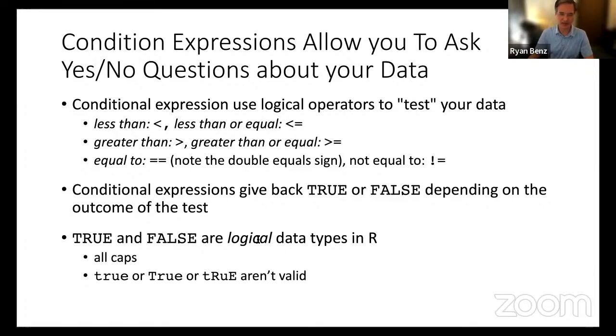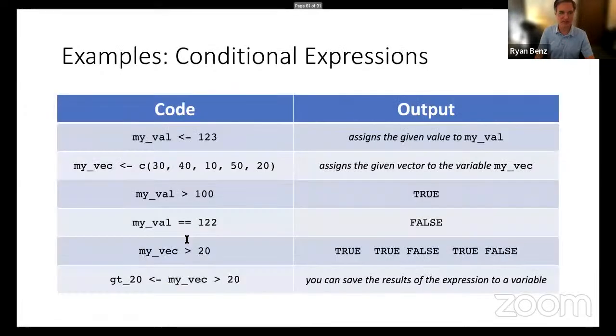And as I mentioned, these are known as logical data types. This is a type of data in R. It's different than a number. It's different than a word. It is a thing that deals with yes and no questions. Please note that these things are all caps. So you write TRUE with all capital letters, FALSE with all capital letters. You do not write lowercase. You do not capitalize the first letter. You do not mix the cases. You write TRUE and FALSE all in capital letters, just the way that R works.